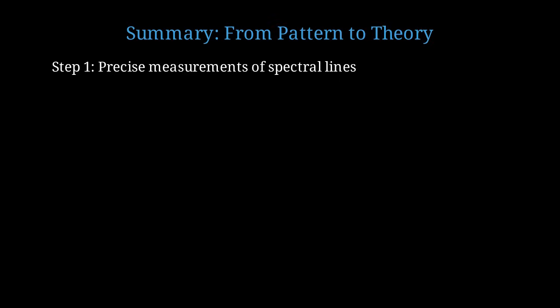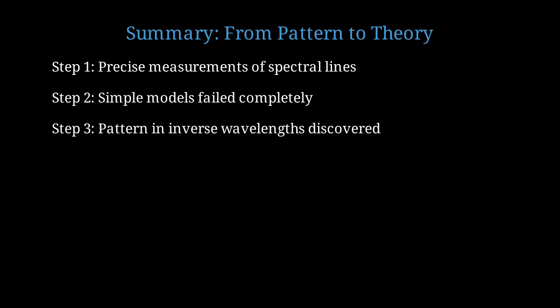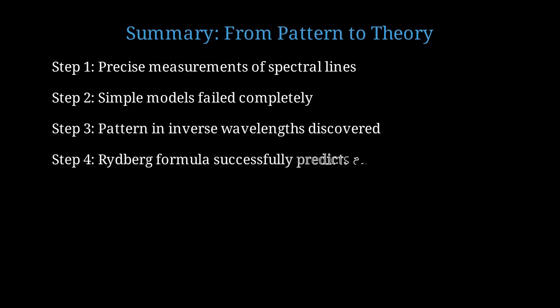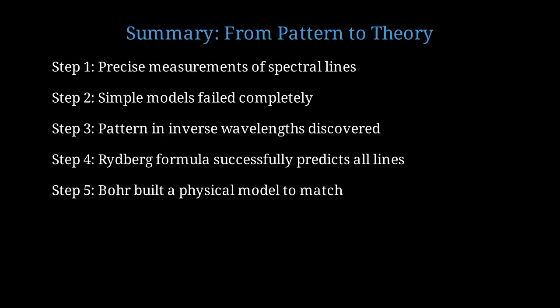Let me summarize this remarkable scientific journey. First, careful experimental measurements revealed discrete spectral lines at specific wavelengths. Second, simple models like polynomials or evenly spaced wavelengths failed to match the data. Third, a pattern was discovered in the inverse wavelengths involving simple integer combinations. Fourth, the Rydberg formula emerged as an empirical fit that predicted all hydrogen lines with one universal constant. Fifth, Bohr constructed a revolutionary atomic model with quantized orbits that naturally produced the Rydberg formula.